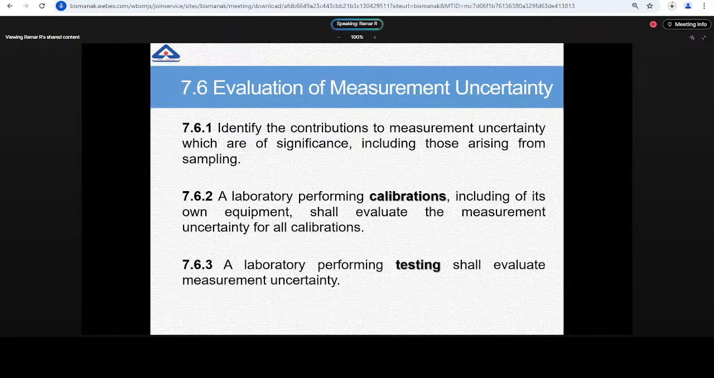So type A is a random error and type B is the systematic error. So random error means it is how we are performing the activity. So when we are performing the activity, there will be some variation in the results. So that is called a random error. So that means when you are repeating, you are getting different results each time in a random manner.